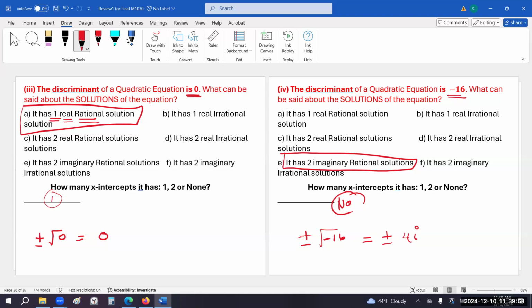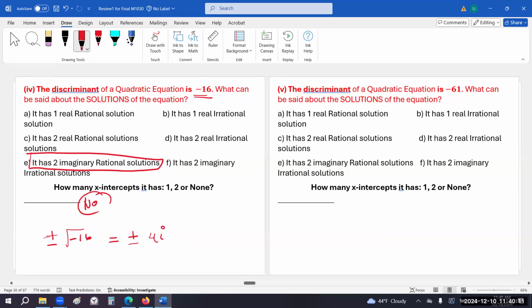So does it answer you, Quran? It's not irrational, it's rational because you could simplify. It's imaginary because it's negative under the square root. Now the last one, we have plus minus square root of negative 61. It's 2, it's imaginary, and we cannot simplify, so it's irrational. And how about the x-intercept? 0. It doesn't exist. An imaginary number cannot give us any x-intercept.